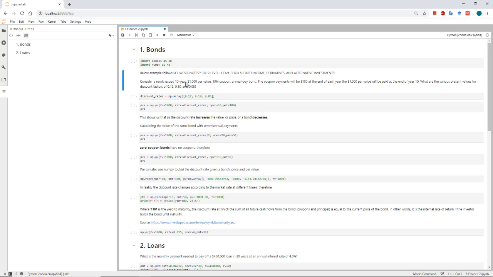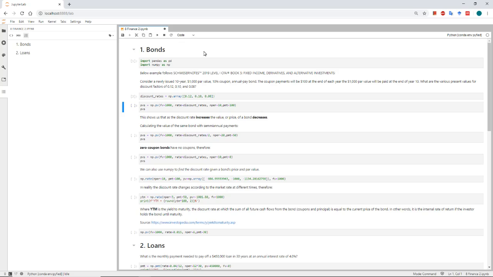Consider a newly issued 10-year, $1,000 par value, 10% coupon annual paying bond. The coupon payments will be $100 at the end of each year. The $1,000 par value will be paid at the end of year 10. What are the present values for discount rates of 12%, 10%, and 8%? So let's create an array of discount rates first.